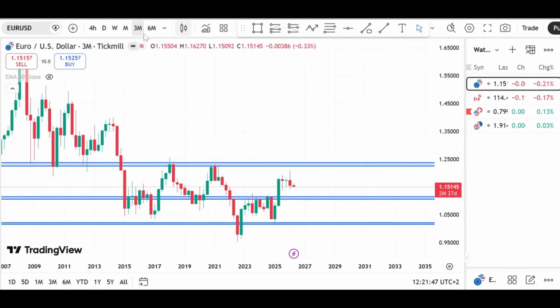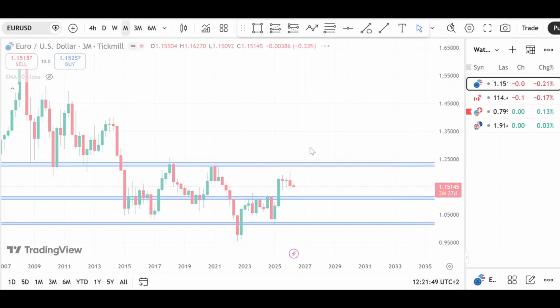Let's go to the monthly time frame to see what's happening, because you are starting to see the sellers' momentum, or bearish momentum, stepping into the market. Okay, hold on. The internet is lagging.